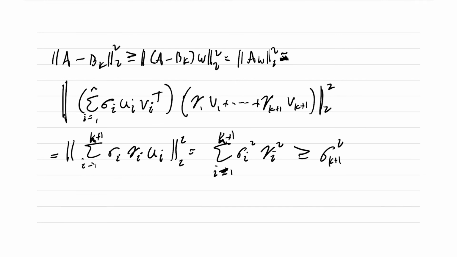So there you go. Then you just take the square root of this side, and we win. There's the Eckart-Young theorem for the spectral norm. Okay, so I think this is probably a good place to stop, and that gets you the beginnings of the theory that comes with the SVD.